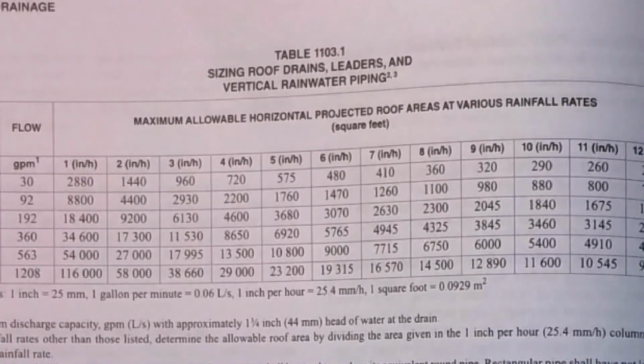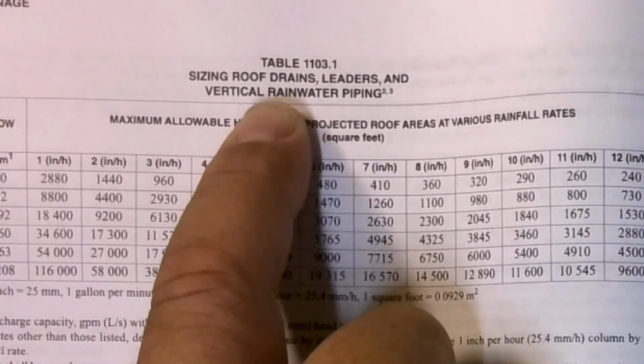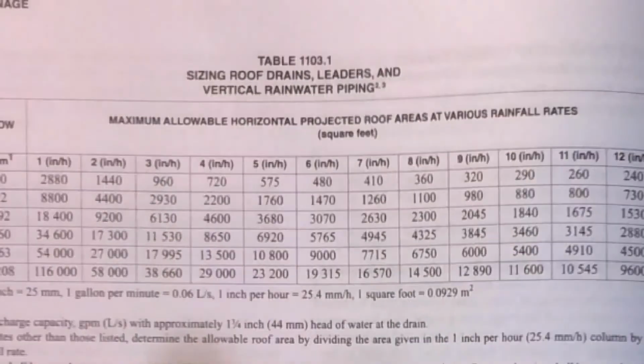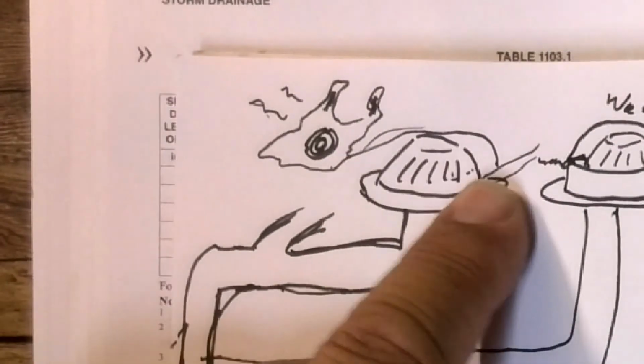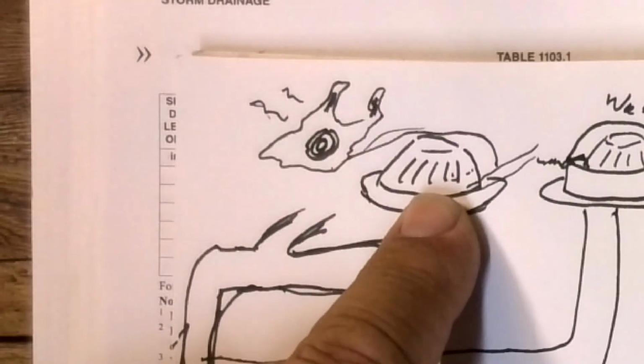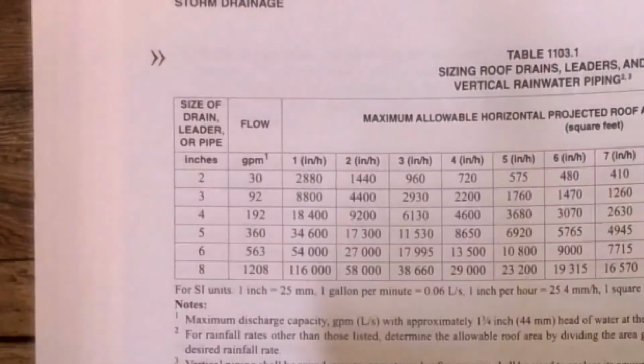This is the sizing of your roof drain, the leader, and your vertical rainwater piping. Vertical. Okay, so this is the size of the roof drain itself. This thing. That is a roof drain body. I'm sizing this bad boy, and I'm sizing the vertical coming down. This is going to give me the sizes for that.